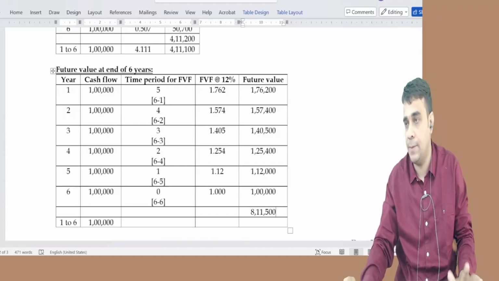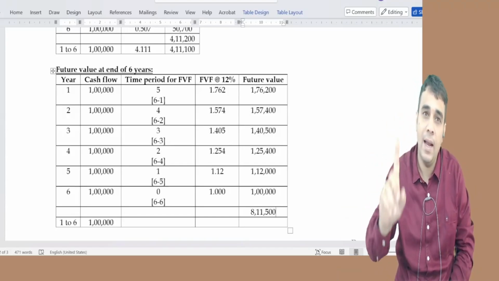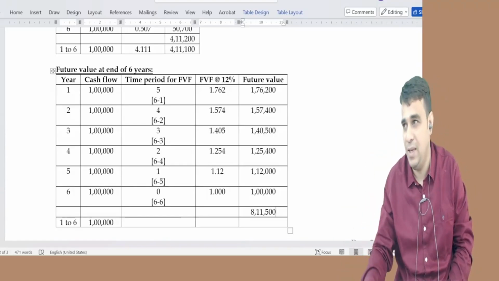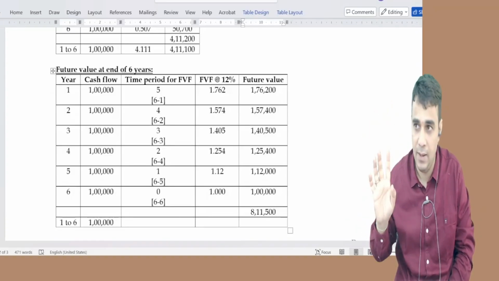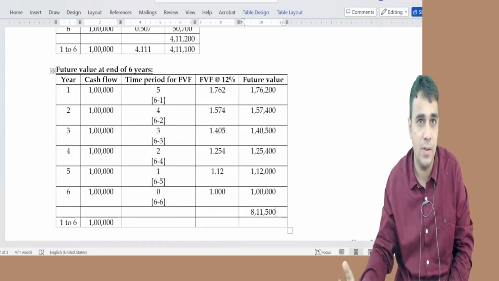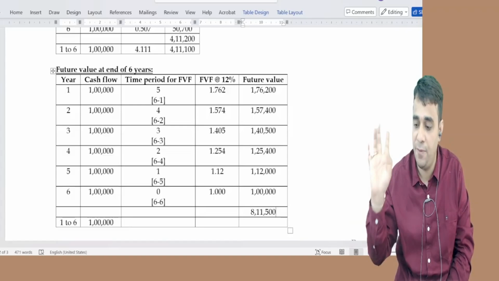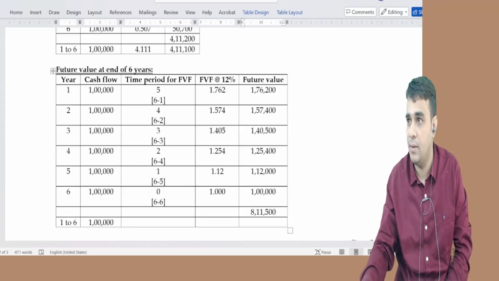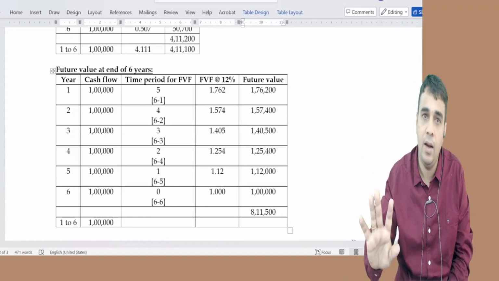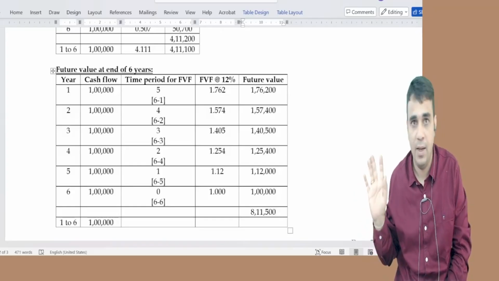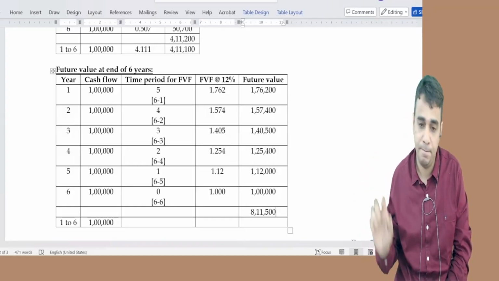8 lakh 11,500. So listen, 1 lakh at the end of every year for a 6-year period is worth 8 lakh 11,500 at the end of 6 years. Are you getting 811,500? Okay. Any doubts on this? Clear?